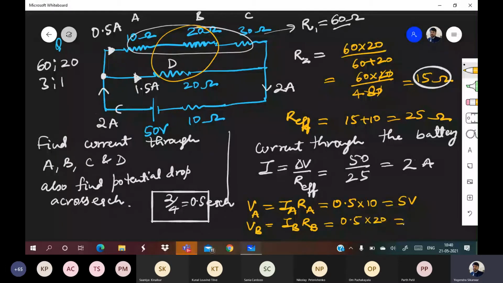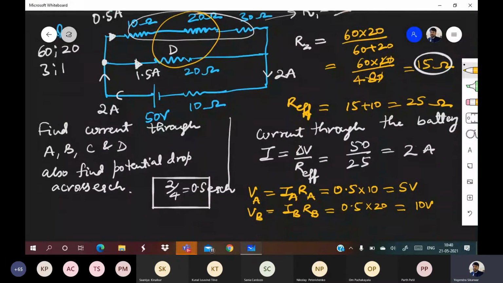0.5 into 20 and that will be 10 volt. Then comes VC. VC is equal to IC. So 0.5 into 30 and that will be 15 volt, right? So 5 volt, 10 volt, 15 volt.